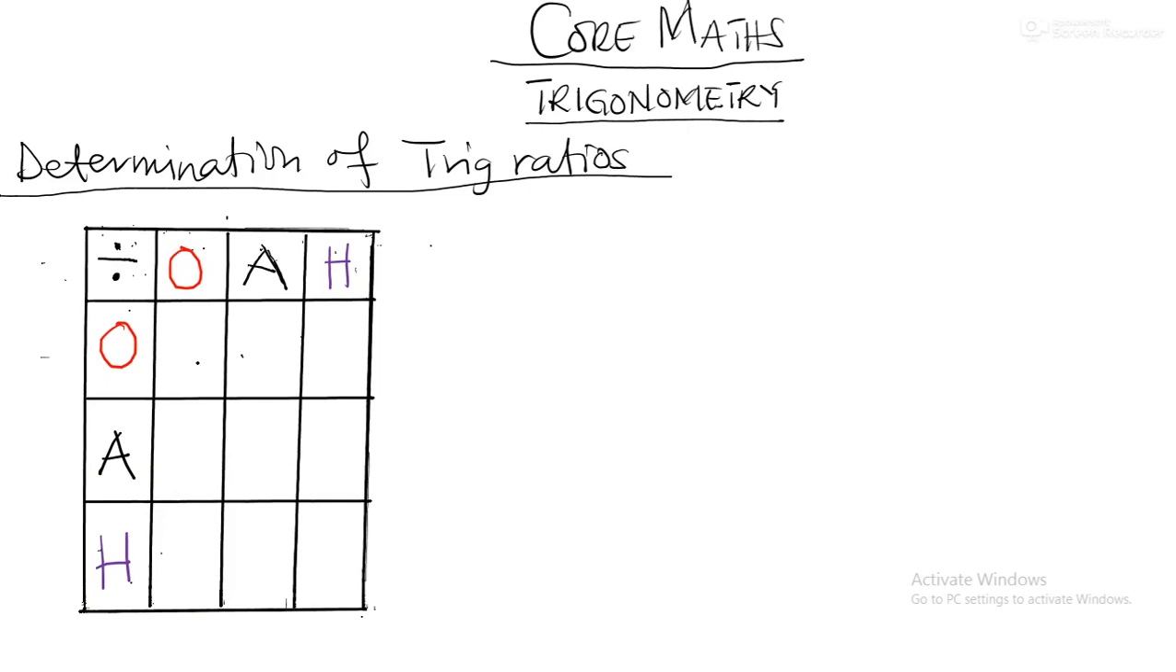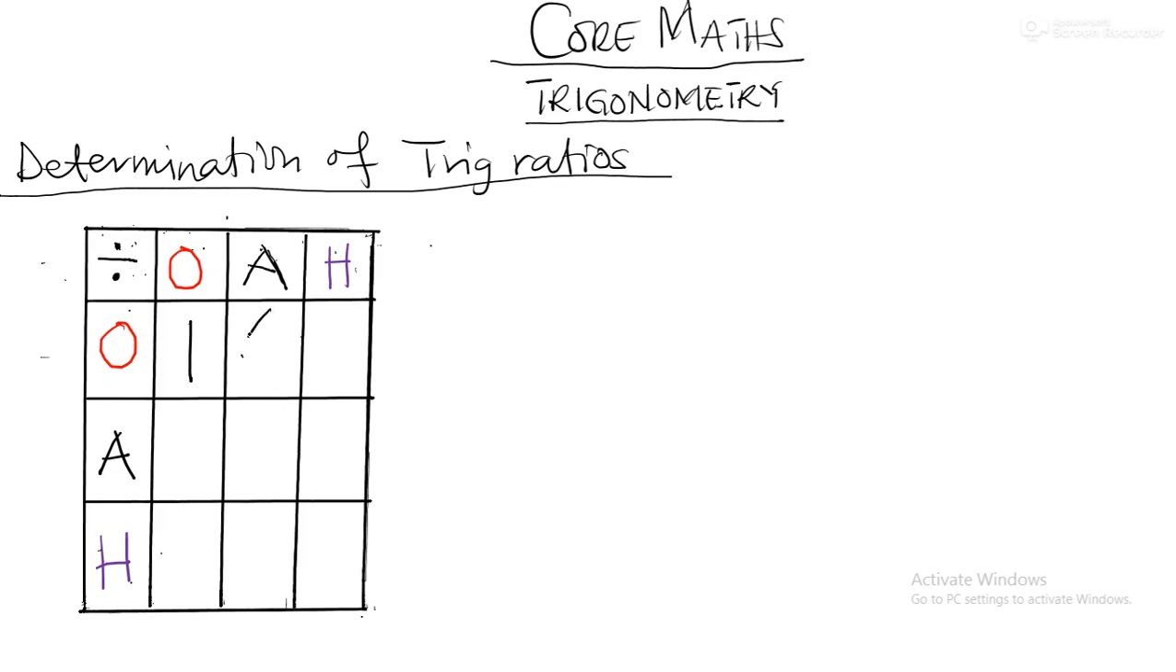Right. So now we are dividing this side by this side. So letter O divided by letter O. You realize that they are the same thing, so they cancel out. So we have 1. So we put 1 here. Then we have A divided by O. We still have A divided by O.